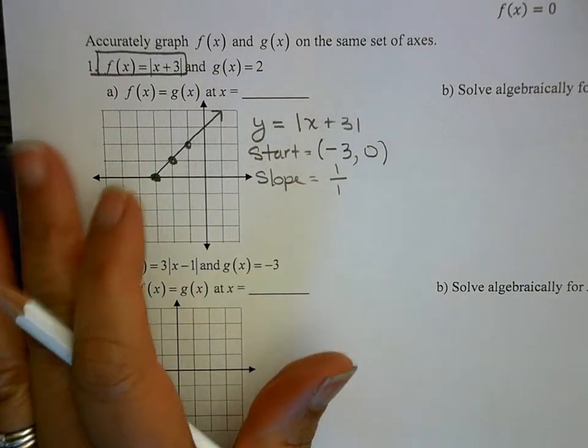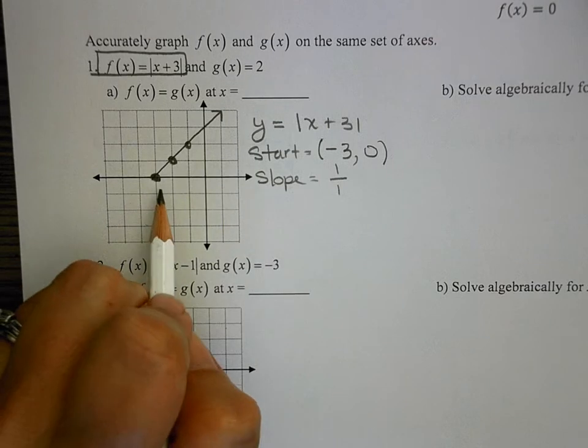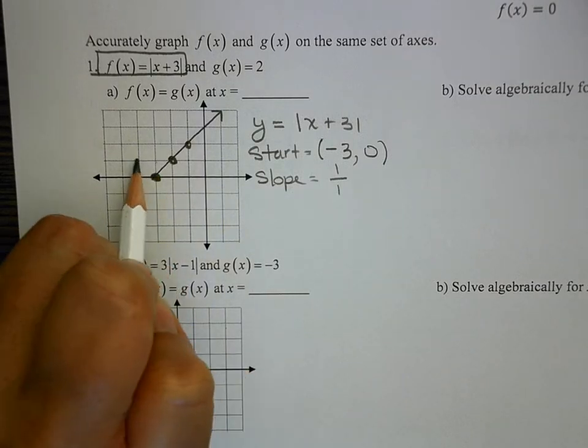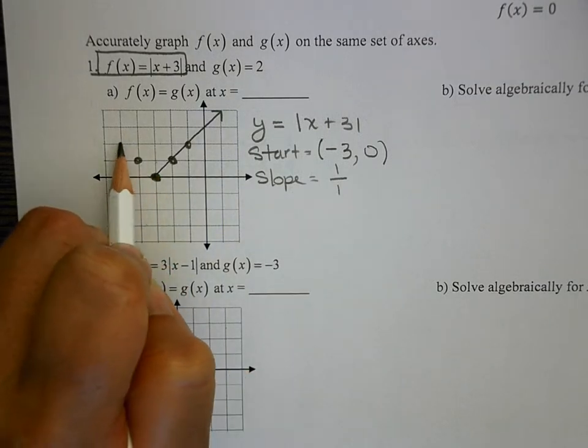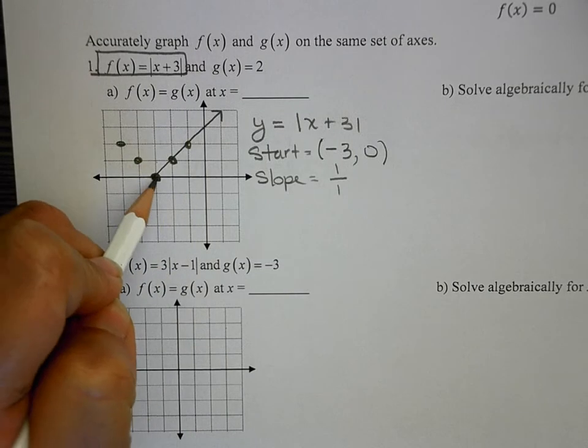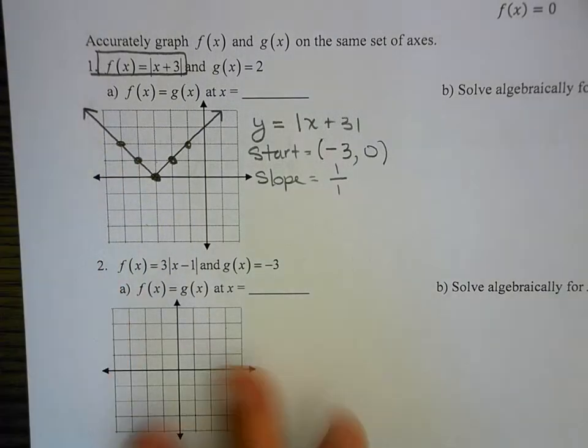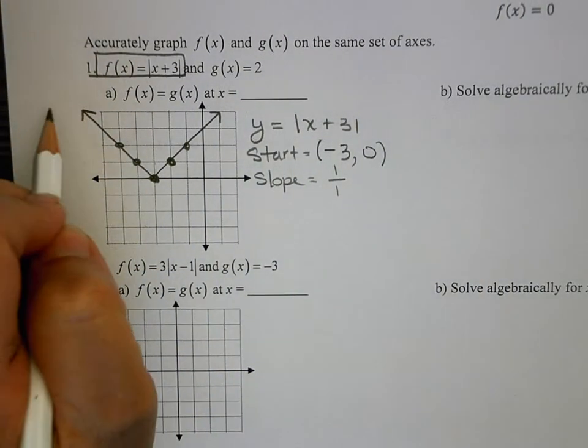And then I would mirror that, or reflect over to the left. So I'm still going to go up 1, but I'm going to go left 1 instead. And then I'm going to do it one more time, up 1, left 1. And then I get that V shape, right? That V shape. So there is f of x, and I'm going to go ahead and label that.